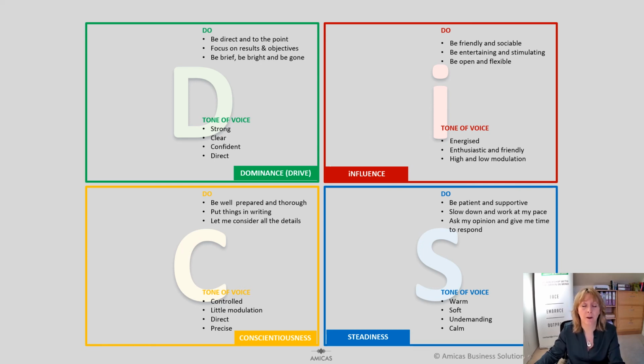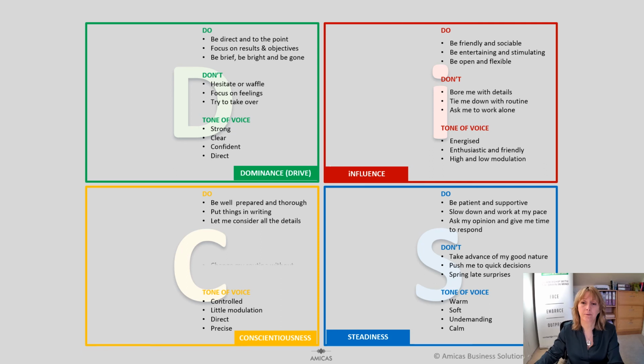Then if we look at the I and the C, the I is very friendly and sociable, engaging, open, flexible, rule breaking, whereas the C likes to be the absolute opposite: prepared, thorough, formal, things in writing, not on the spur of the moment. So very clearly we can see how differences could arise in terms of successful communication. Here are the don'ts. And again, we can see the wide range of things that people do and don't respond well to when communicating.